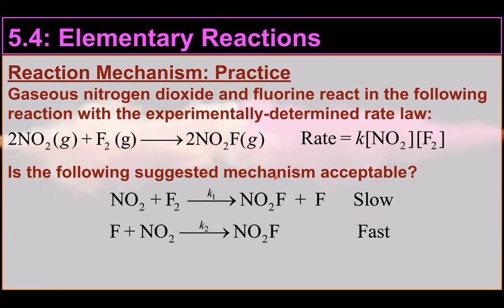All right, so we're going to wrap this lesson up with a little bit more practice for the reaction mechanism. We're going to do one more problem. So I have an overall reaction here and an experimentally determined rate law, K times NO2 times F2, and I have a reaction mechanism. So we need to determine if this reaction mechanism is acceptable or not. So we're going to take a look at those 2 things that we just did for the previous problem.